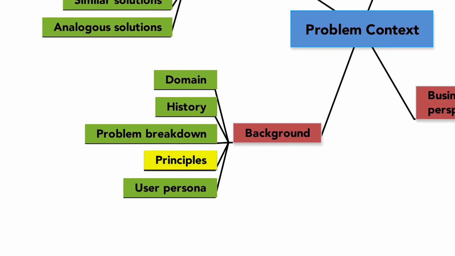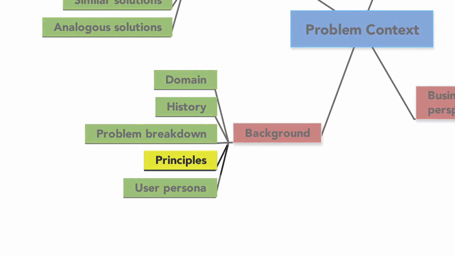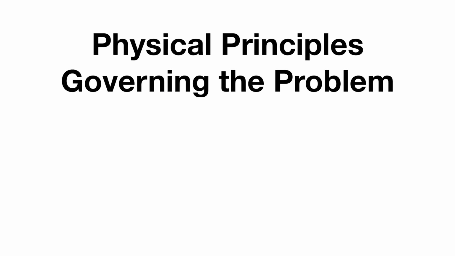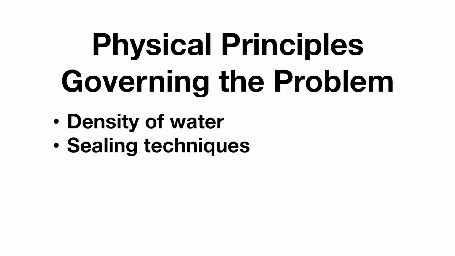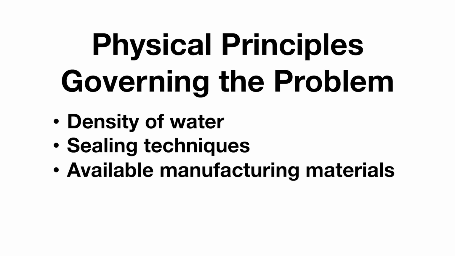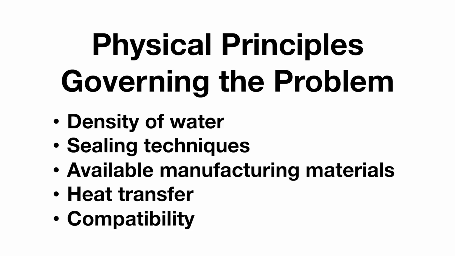When researching topics for your design context review, understanding physical principles that govern the problem is important. For our water bottle, this means knowing the density of water, understanding some sealing techniques, knowing about the materials you could manufacture the container from, understanding their heat transfer, and also knowing whether they're compatible together.